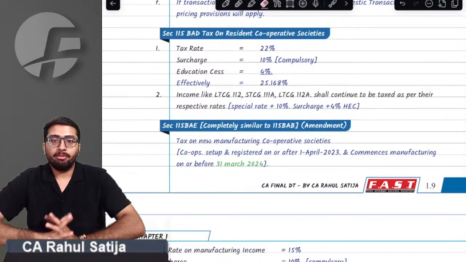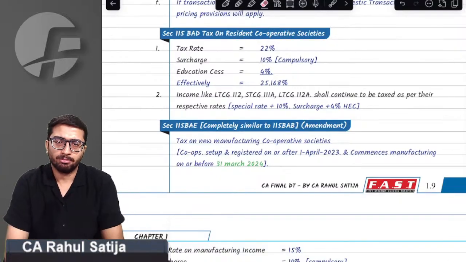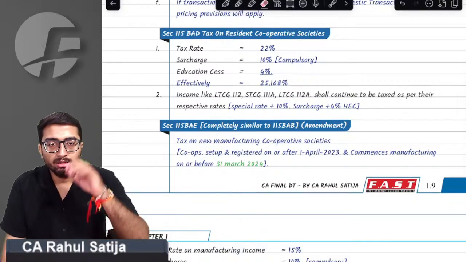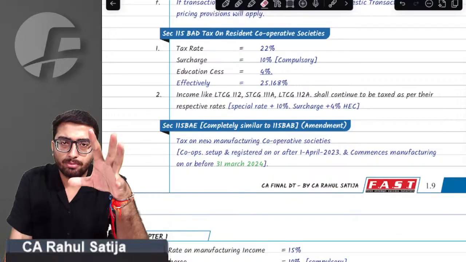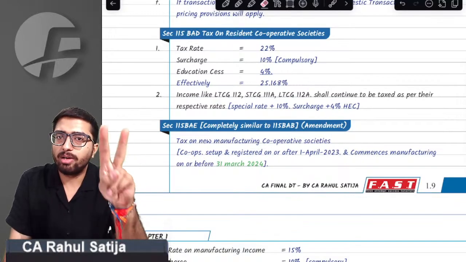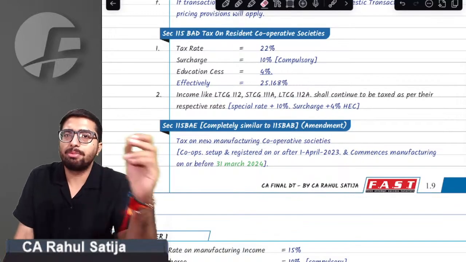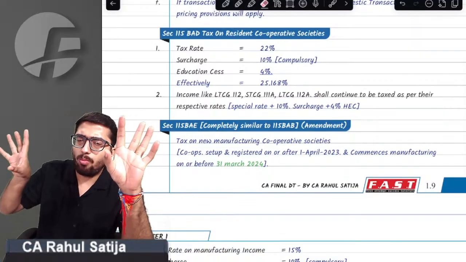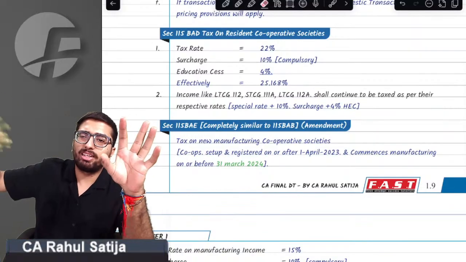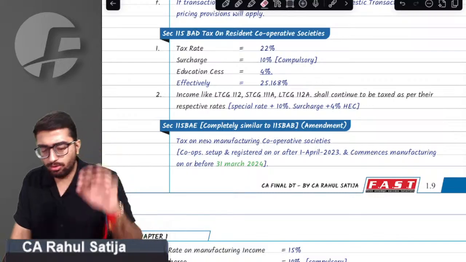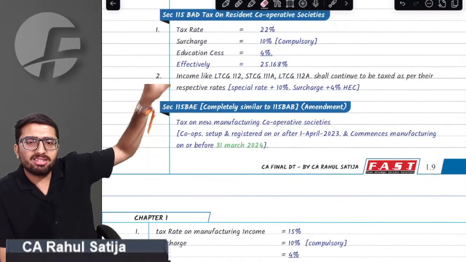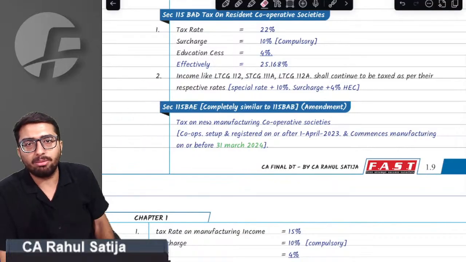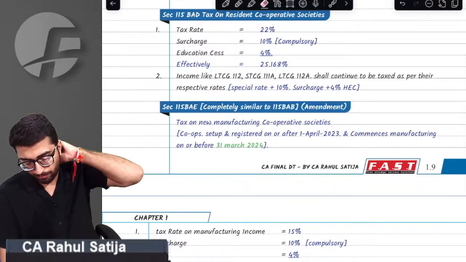Tax as per 115BAD, what it says. If you are a resident cooperative society, then in that case you are required to pay taxes at 20% plus 10% plus 4%, whatever the special tax rates are for capital gain or lottery, you are being taxed at that only. Sir, simple provision, the way we studied 115BAA is as it is for 115BAD, a cooperative society.